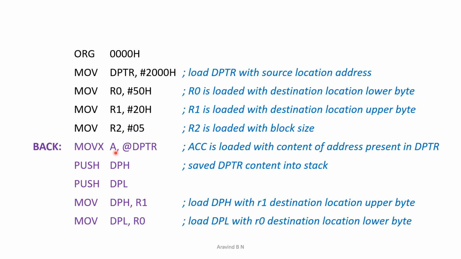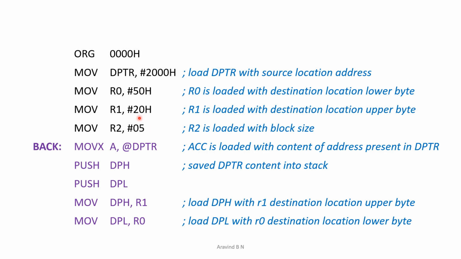Now the value is available in the accumulator. From the source we have taken the data. We need to move that to the destination. So the destination location is 2050H. That value needs to be loaded to the DPTR. Before loading that, we need to save the current value present in the DPTR to the stack. So that's why we are using PUSH DPH, PUSH DPL. The values of DPH and DPL are saved onto the stack, and now we are loading MOV DPH, R1.